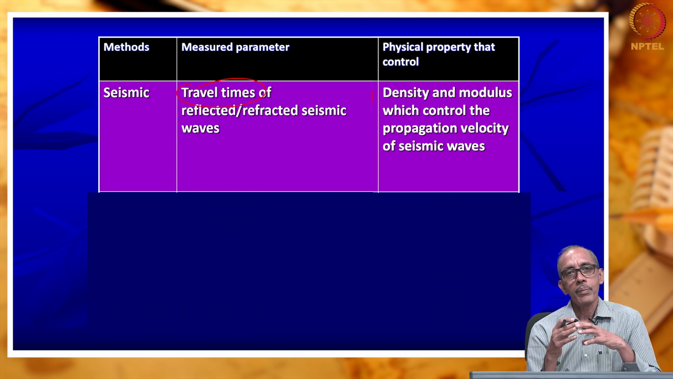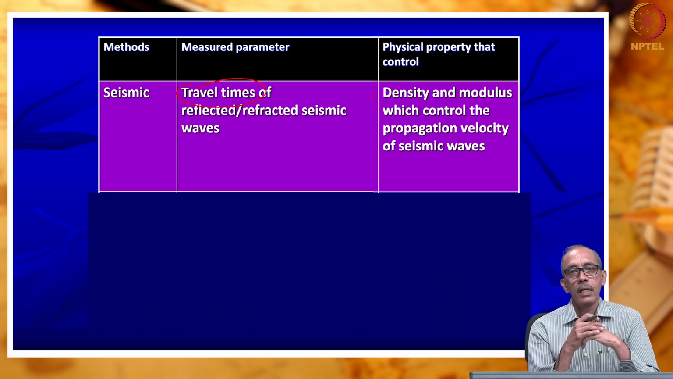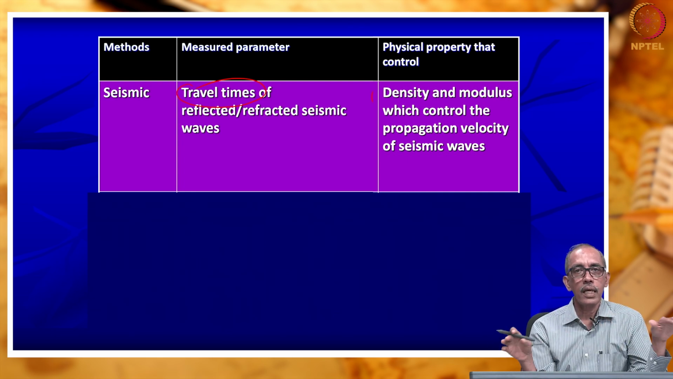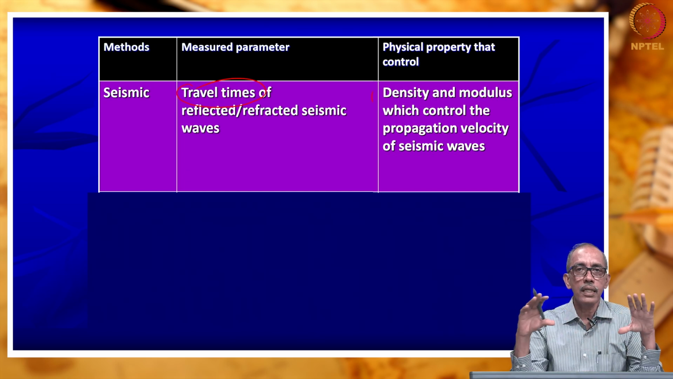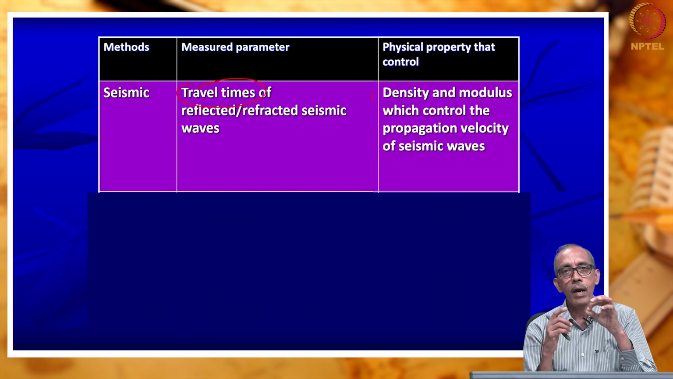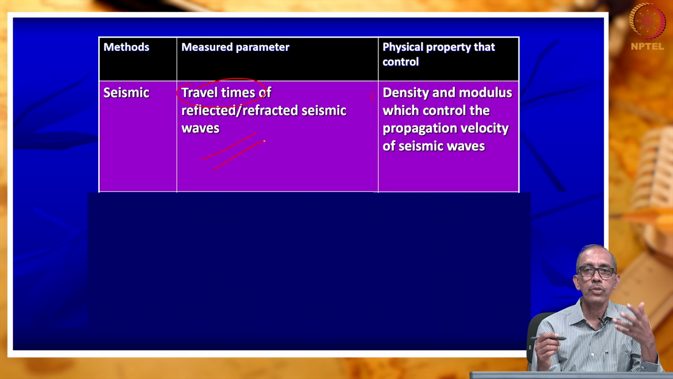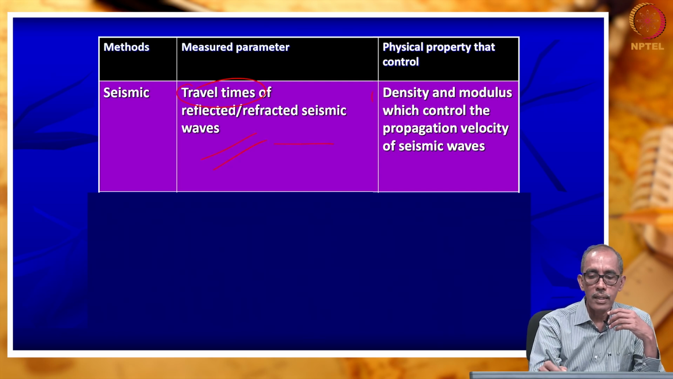Right? For example, if the rocks below the surface of the earth are very dense, sound waves will travel much more rapidly. Imagine beneath the surface of the earth we have a thick deposit of sand, then sound waves will not go as rapidly as in the case of rocks, isn't it? So, the measured property is the time of arrival of the shock waves, but the time of arrival helps us to understand what is present below the surface of the earth.